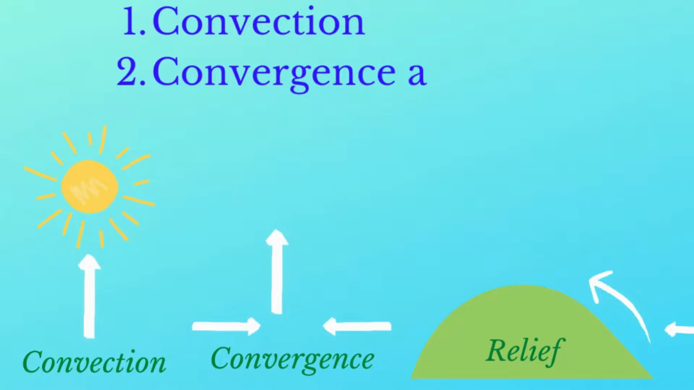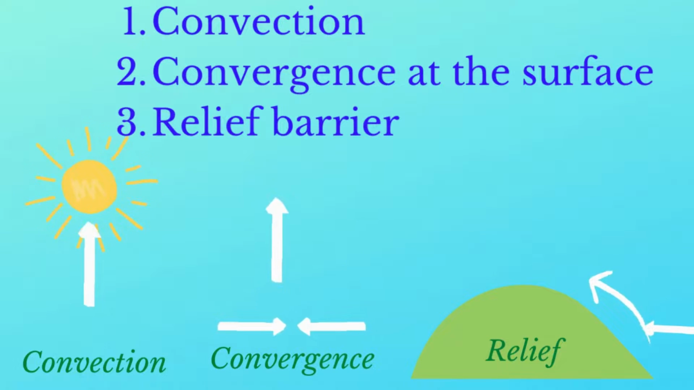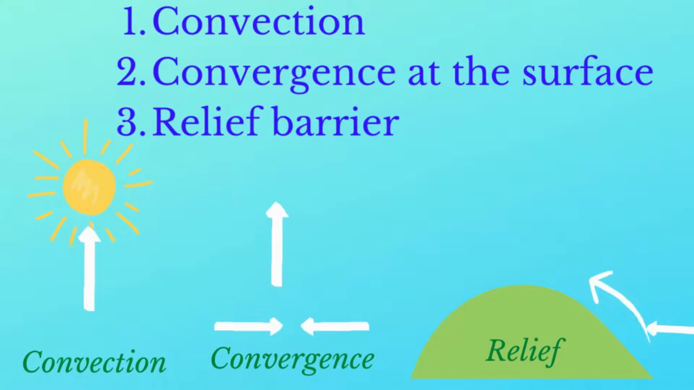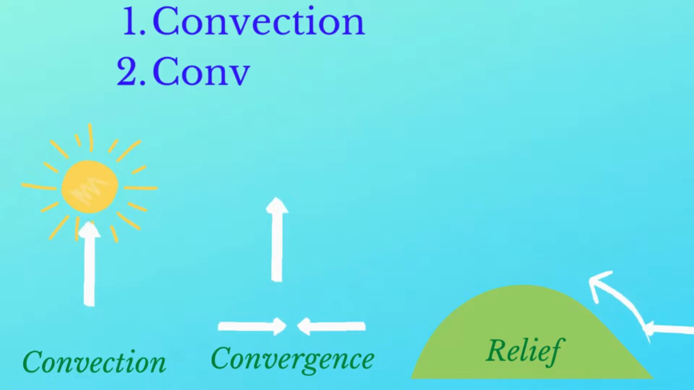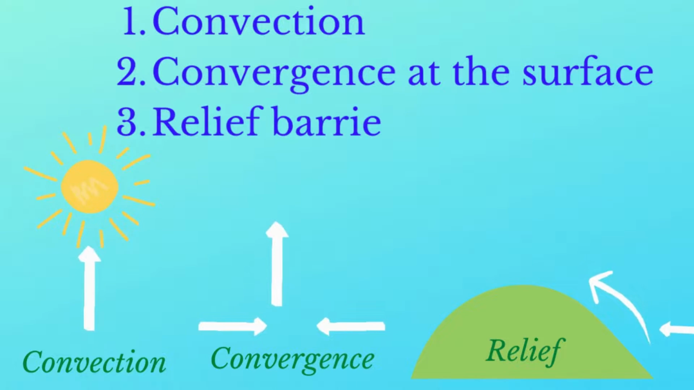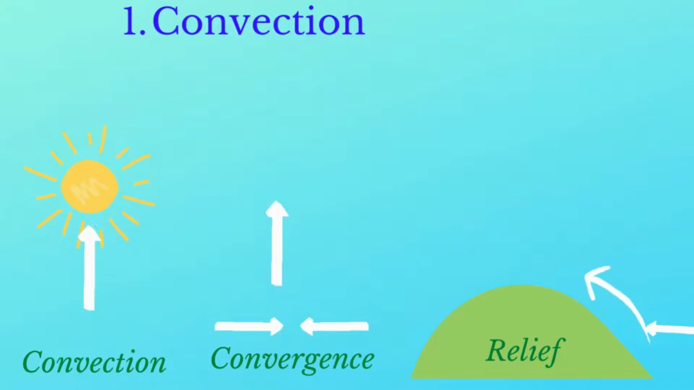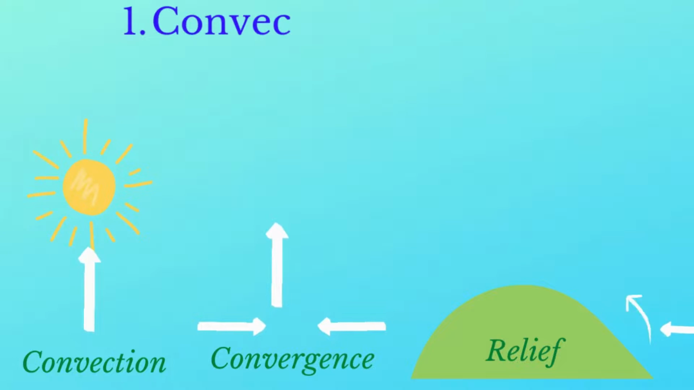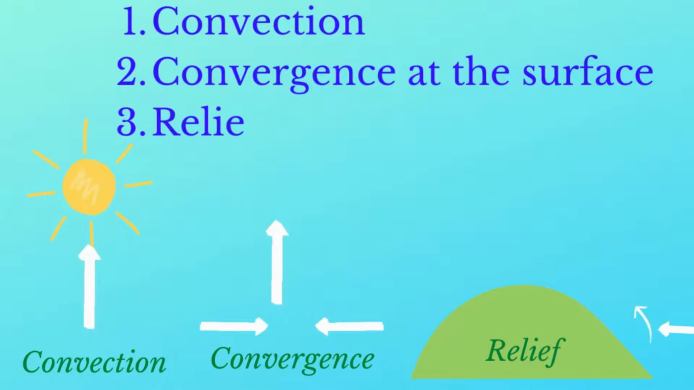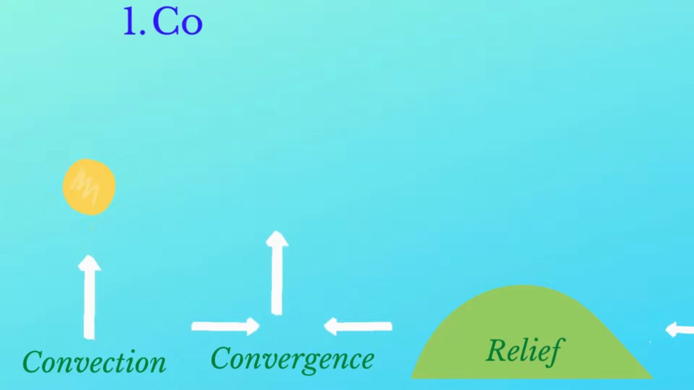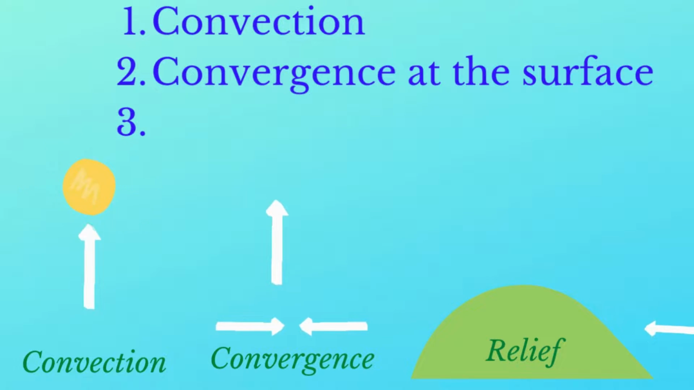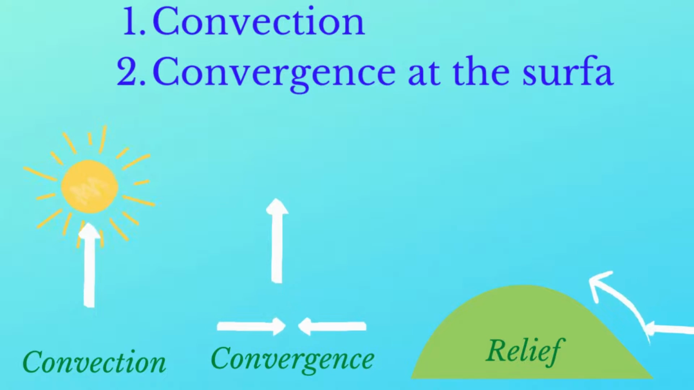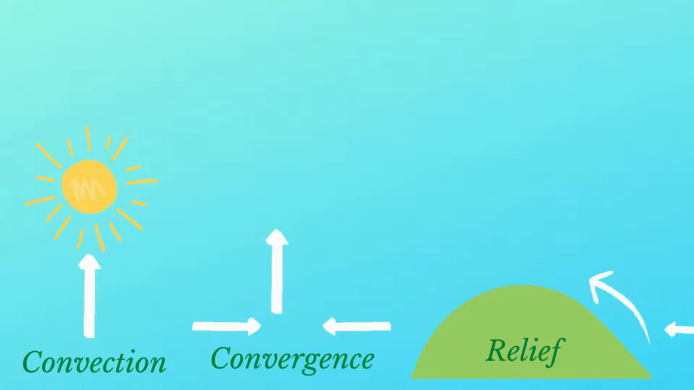It also sinks when convergence occurs in the upper atmosphere. And the third way that air sinks is when it is moving along the leeward side of a mountain. The leeward side of a mountain is the opposite side to the windward side. So, whereas the air rises on the windward side, it descends on the leeward side.